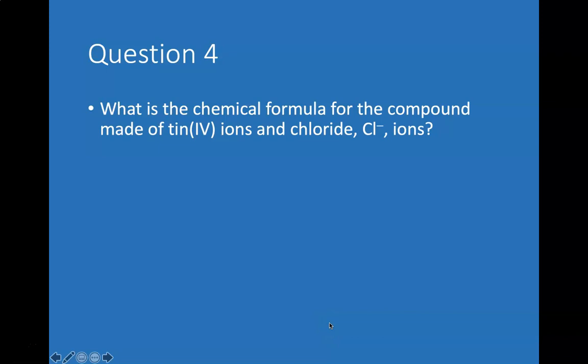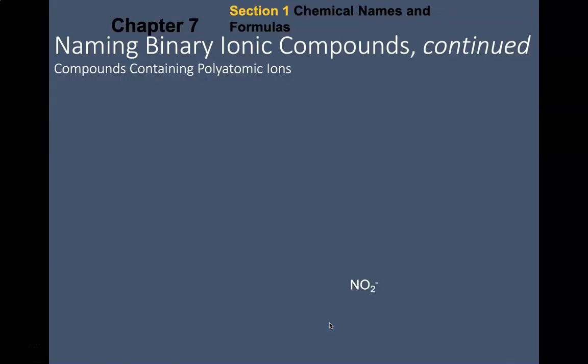All right, so here it's your turn. It says, what is the chemical formula for the compound made of tin(IV) ions and chloride, Cl-, ions? Give yourself a second, pause the video. When you are done, go ahead and play, and we will move on to our next portion.